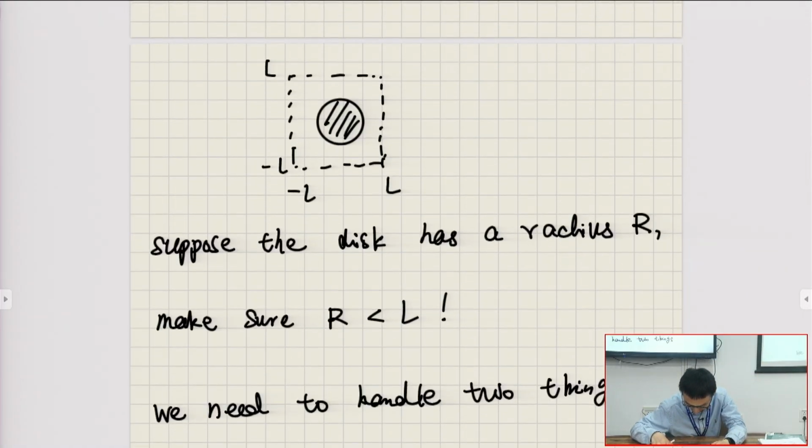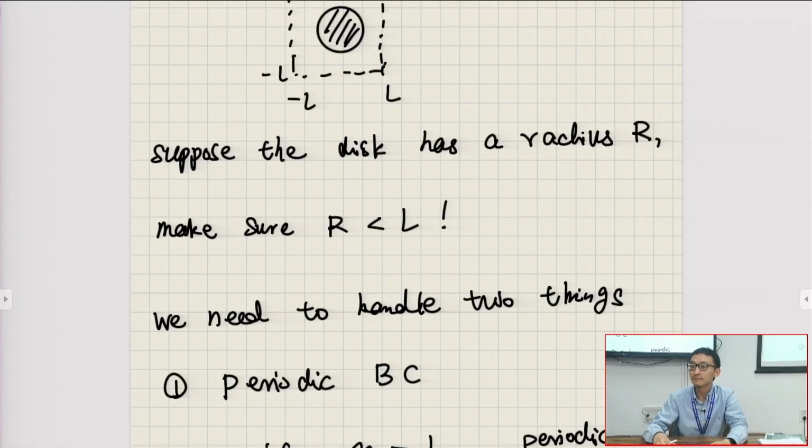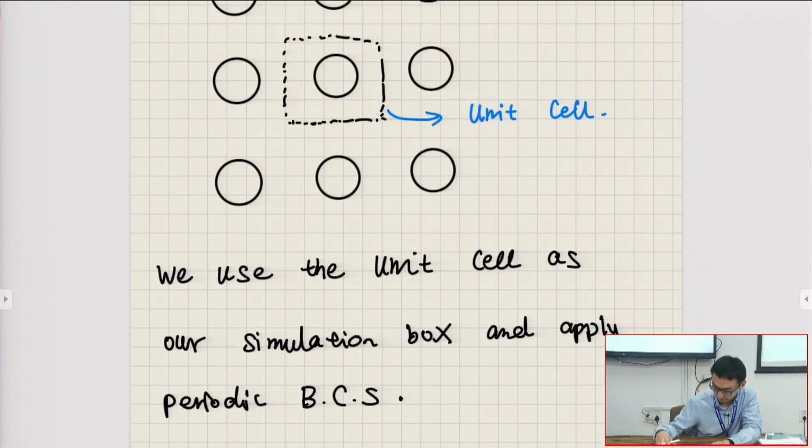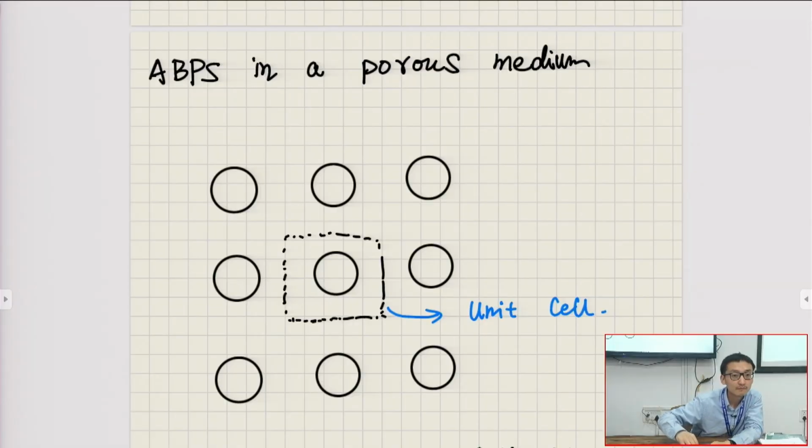Okay? Questions? Instead of this periodic boundary, what does it mean physically?